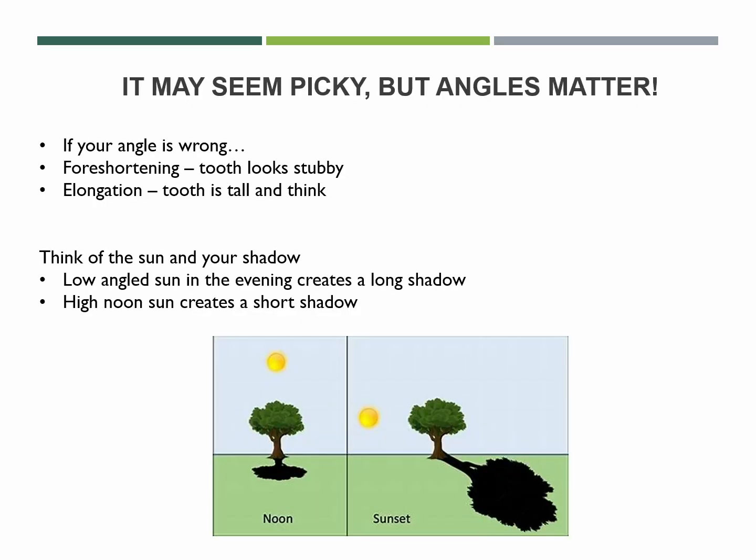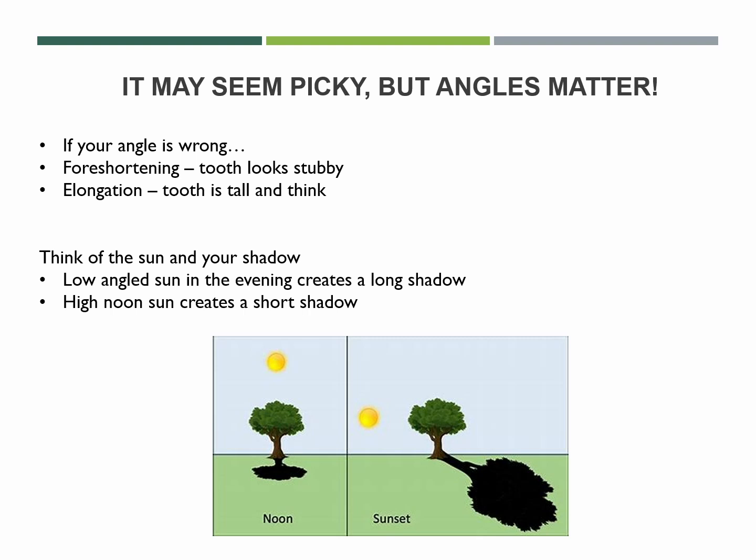If your angle's wrong, foreshortening and elongation happens. Foreshortening, the tooth looks stubby. Elongation, the tooth is tall and long, right? So think about the sun as a shadow. If you see this tree, but if you're walking, right? A low-angled sun in the evening, you get those long shadows. So if you're walking across the lawn as the sun's setting, you look super tall and skinny, your shadow does. If the sun is directly above you, you get a short shadow, right?